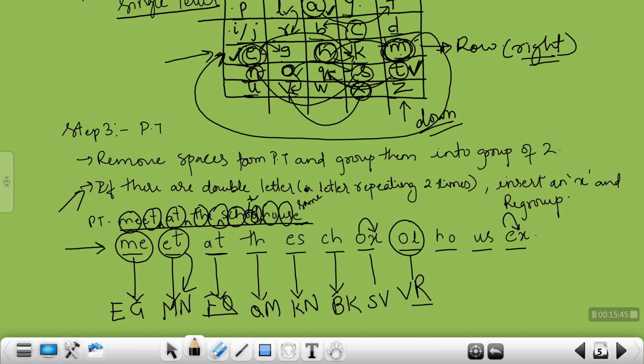VR we have already calculated. HO. Where is H? H is present over here, H and O. So H will be replaced by G, and O will be replaced by Q. So it will be GQ. This will be replaced by GQ.